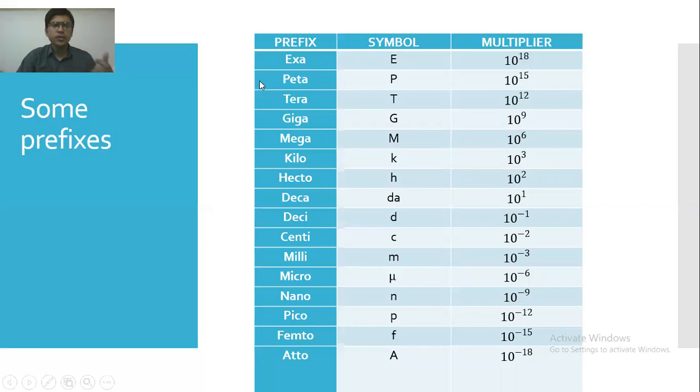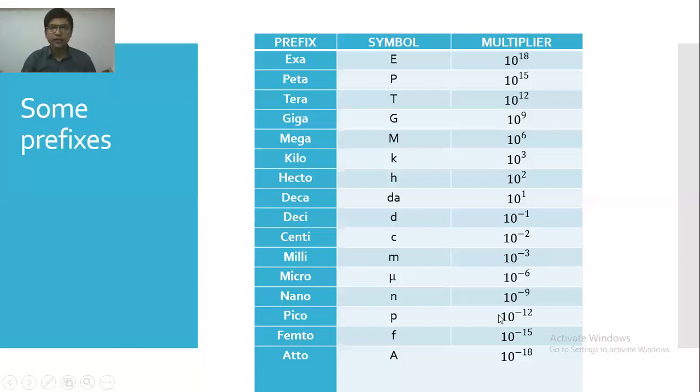But let me talk about some of the prefixes which we commonly use in our studies. Commonly we use tera, giga, mega, and kilo. Giga represents exponent 9, mega represents exponent 6, kilo represents exponent 3. Similarly, look at these prefixes too, which are deci, centi, milli, micro, nano, pico. What do these represent? Deci is exponent -1, centi is exponent -2, milli is exponent -3, micro is -6, nano is -9, and pico is -12, and so on.